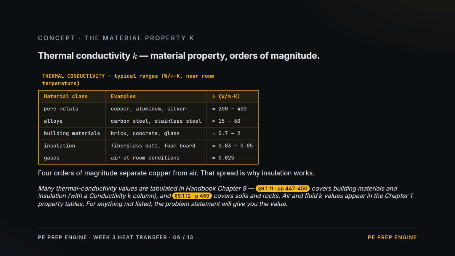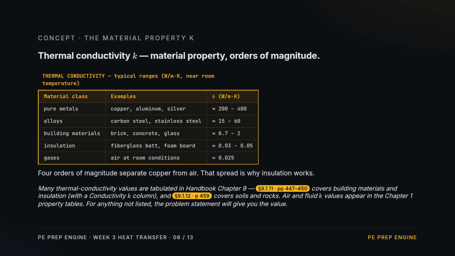It spans 4 orders of magnitude. Pure metals, copper, aluminum, silver, sit at the top, because conduction electrons carry energy efficiently. Alloys like steel are an order lower, brick and concrete lower still, insulation lower again, and air is the floor. That spread is exactly why insulation works.